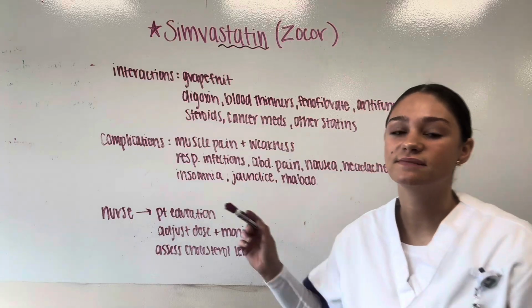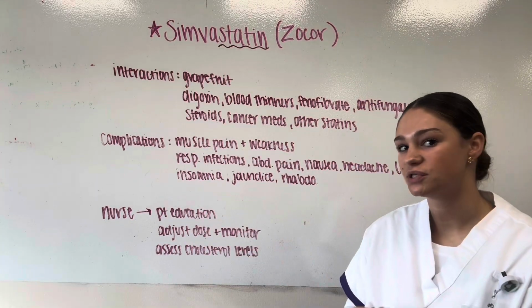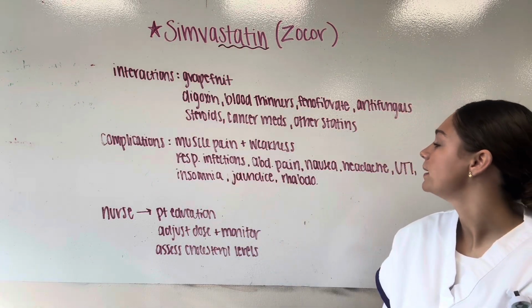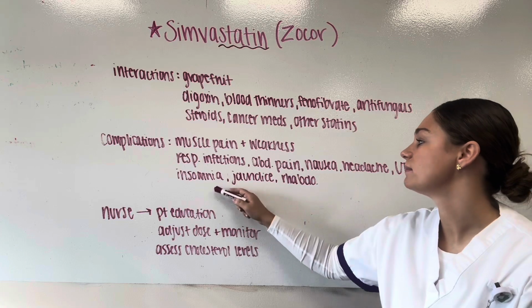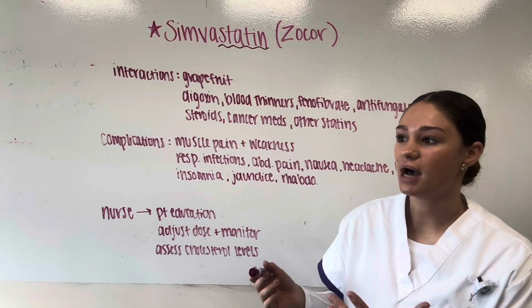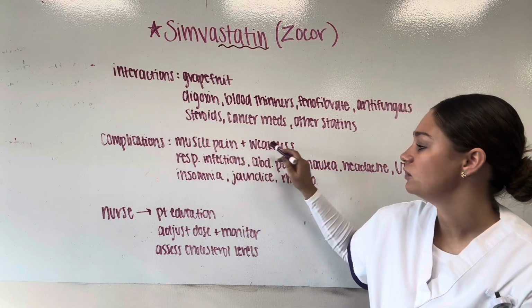All right, continuing Simvastatin, also known as Zocor. We're going to skip to complications. There are a lot of complications with this drug, as there are a lot of statins. A lot of them include respiratory infections, abdominal pain, nausea, headache, UTI, insomnia, jaundice, and rhabdo in severe cases. And if you take a very high dose of this drug, I believe the highest is 80 milligrams, it can cause muscle pain and weakness.